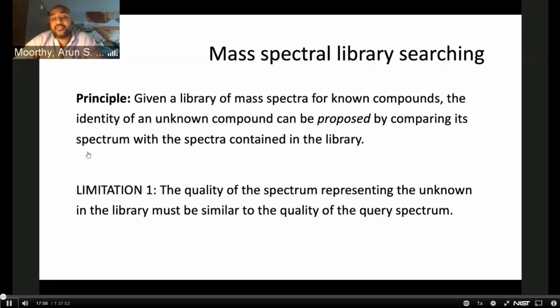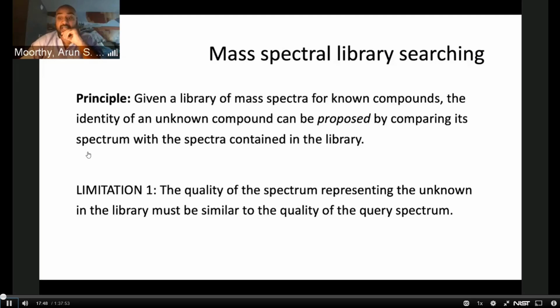There are a couple of obvious limitations for any type of library search algorithm. The first is that the quality of the spectrum representing the unknown in the library must be similar to the quality of the query mass spectrum. Or maybe the better way to say it is that the quality of your query mass spectrum has to be similar to the spectrum in the library. If your query mass spectrum has contamination, if there's unnecessary grass peaks, that can really throw off your similarity computation, which will then potentially give you deceptive results.